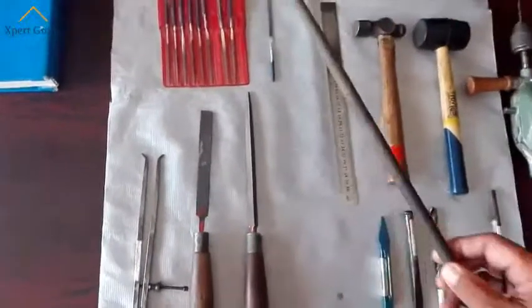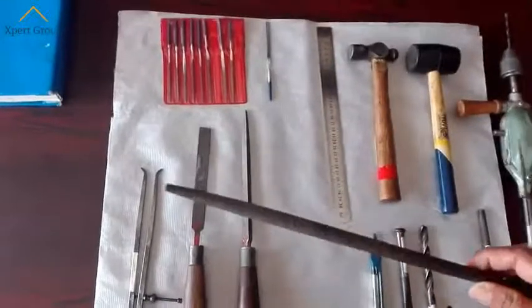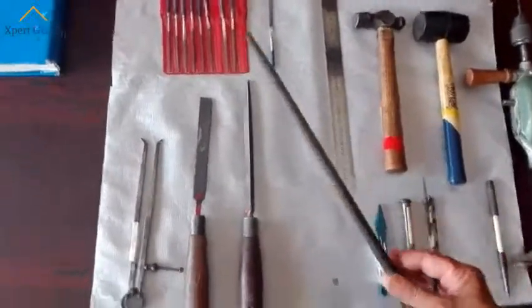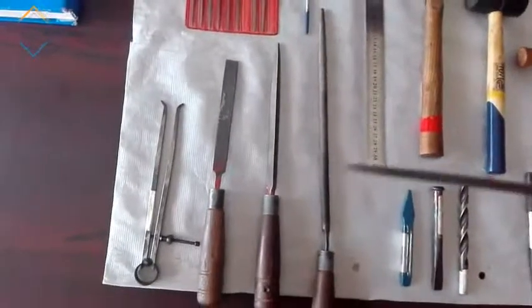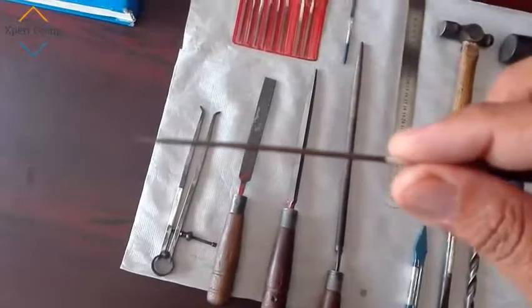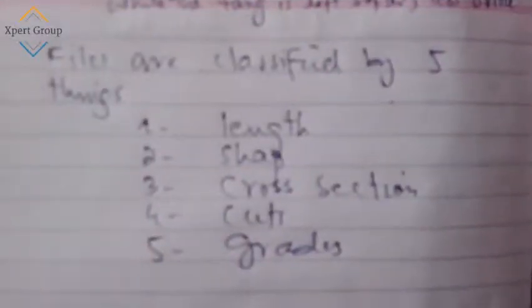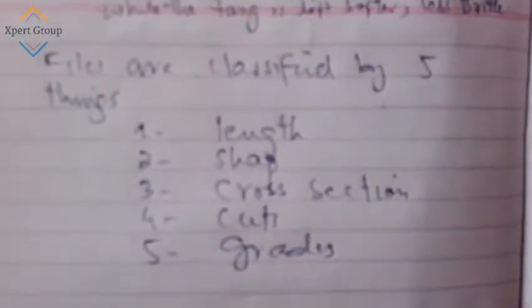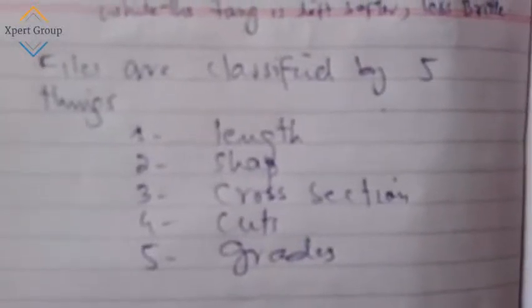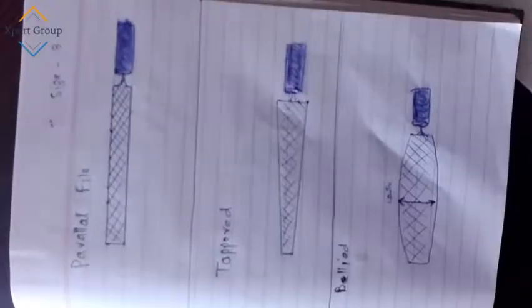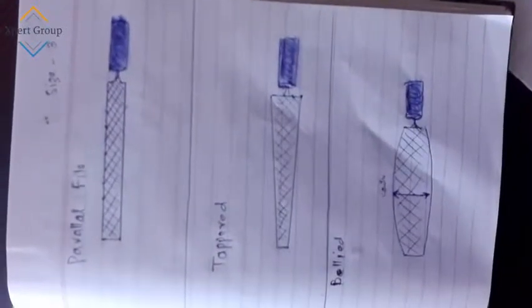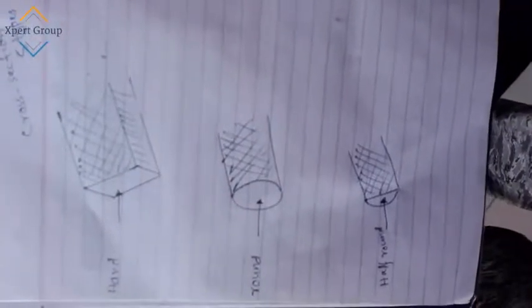According to grades, the bastard file is used where finish is of no importance, and bastard files contain 30 teeth per inch. Another one is second cut, used for finer work, and these files have 40 teeth per inch. And the third one is smooth, for a good finish, containing 50 to 60 teeth per inch.